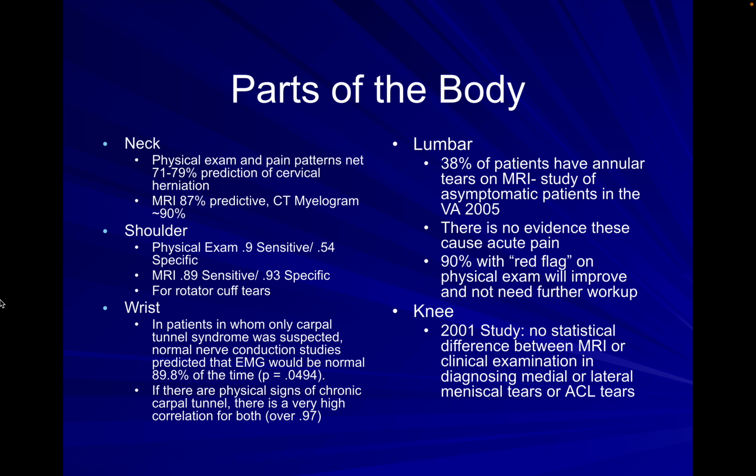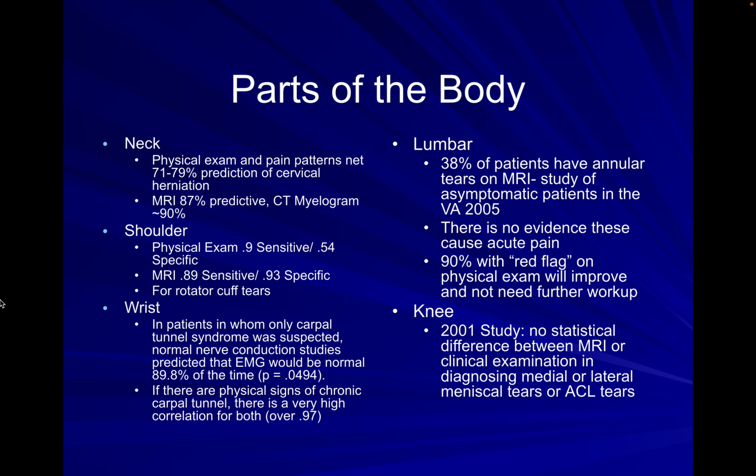In the shoulder, a lot of what we can do for a physical exam tends to be very sensitive, but unfortunately not very specific. And so MRI is a great way to improve your specificity for identifying tissues that are causing symptoms, including rotator cuff tears, for example.